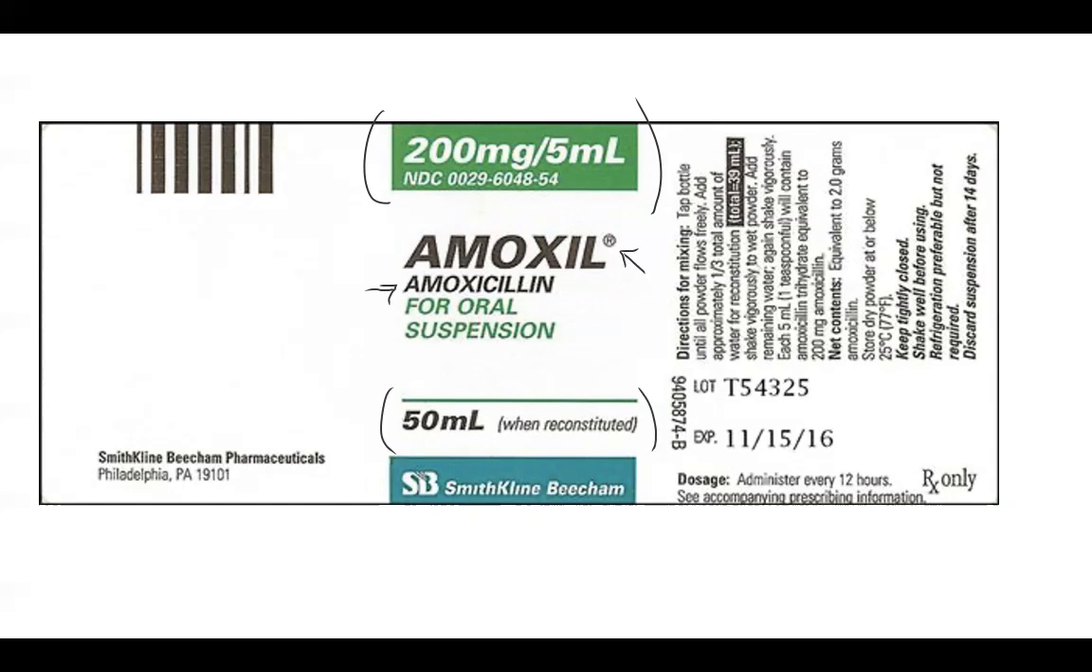Okay, and then off to the side here, you can see directions for mixing. That's very important. We want to make sure that we follow the directions for mixing. And it also tells you, if you read further down, each 5 milliliters will contain amoxicillin equivalent to 200 milligrams. So basically it's saying exactly what you read up here. But remember, I told you sometimes you get the information in a little small print as well. Okay, so that's another example.